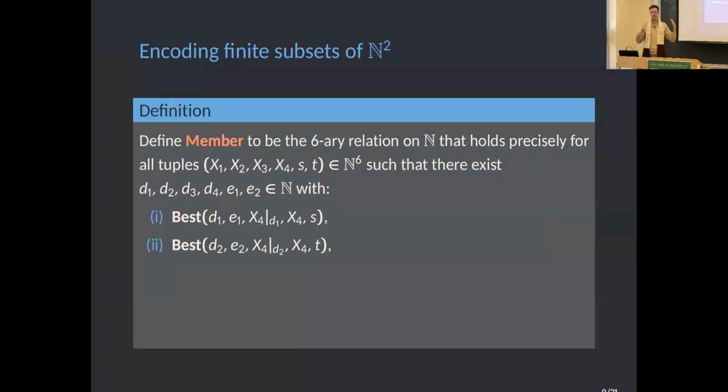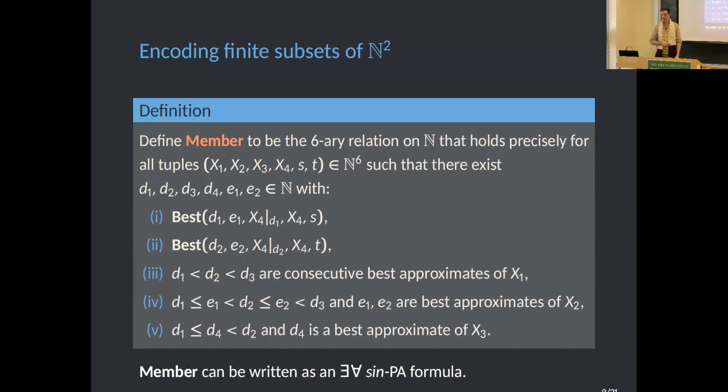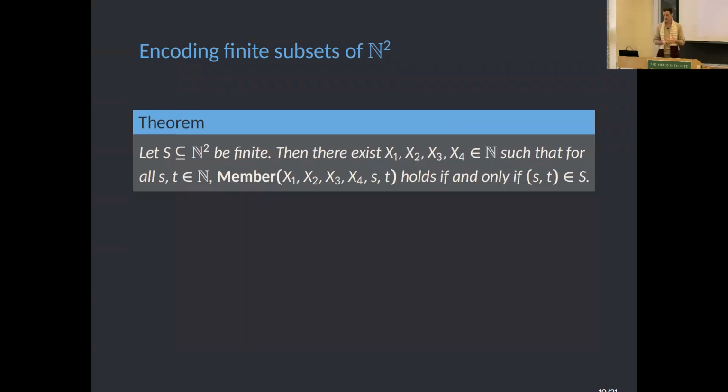And so in that light, we can think of these conditions as encoding s and t, which we'll see on the next slide, as well as some other more technical constraints that we don't need to really worry about. It's mostly just bookkeeping with the best approximates to ensure that we can decode the encoded set in a sense. Okay, and in terms of getting an explicit bound on these undecidable sentences in the end, it is important that member can be written as an EA sine PA formula. That will help give us the explicit bound.